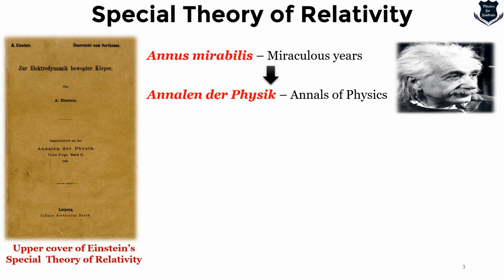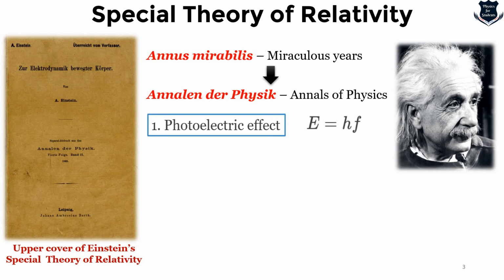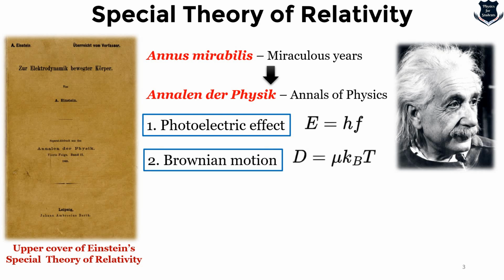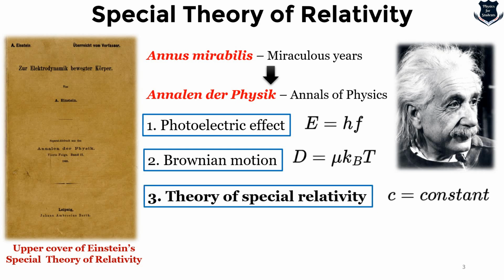The first paper, which explained the photoelectric effect, as you can see here, established the energy of the light quanta, E equals hf, and was the only specific discovery mentioned in the citation awarding Einstein the Nobel Prize in Physics. The second paper explained Brownian motion, which established the Einstein relation and led reluctant physicists to accept the existence of atoms.